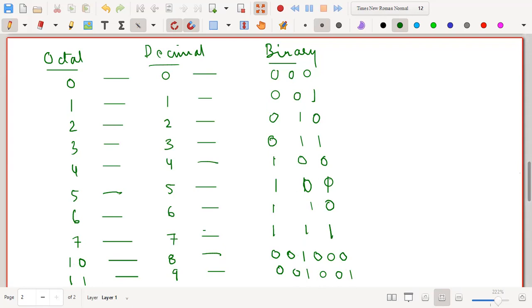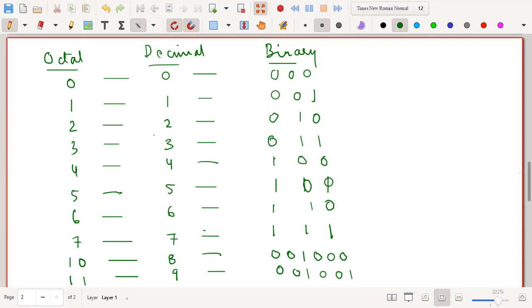Now if you can write this master table for a long value, then if there is any question in your examination like to convert octal into binary or decimal into binary, you can directly see from this table. Okay, fine. So these were some of the conversions.